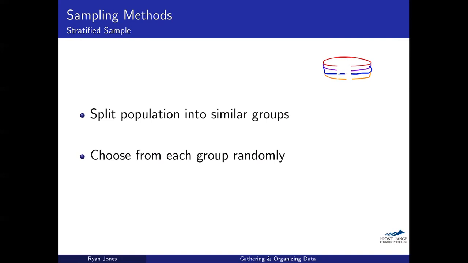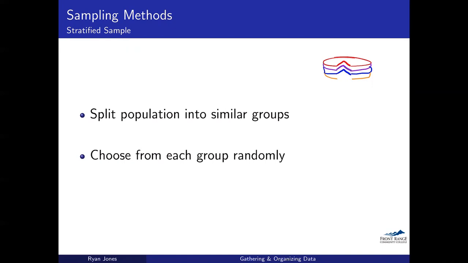And so there's each layer, right? When you've got your 7-layer dip, your 4-layer dip, there's all of these different layers that are going on in here. And so with that, that's splitting this population into your similar groups. But then when you choose from each group, that's you actually just taking a bite out of this 4-layer dip. And so this is the analogy that I like to use here.